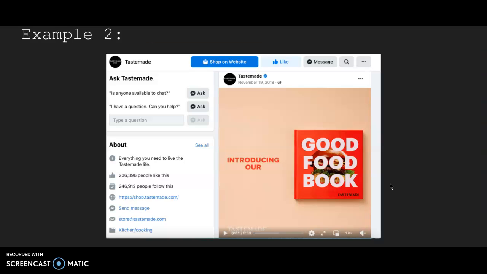And a second example is from a business called Tastemade. They share live videos of recipes being made, as well as promoting their cookbooks like they are here. This allows the audience to go behind the scenes and the business products can be advertised as well.